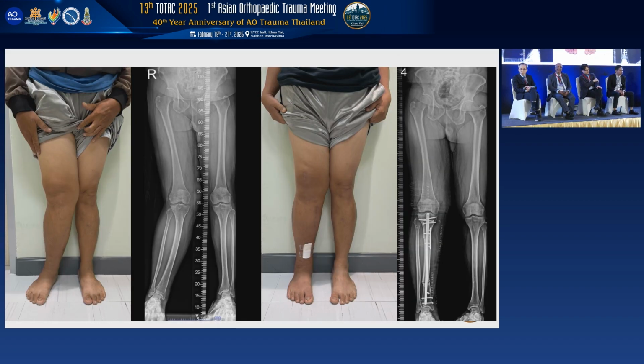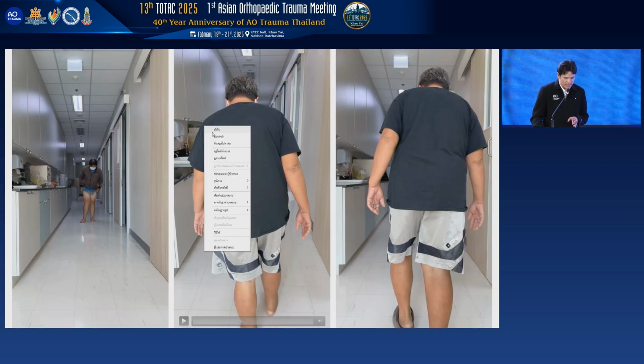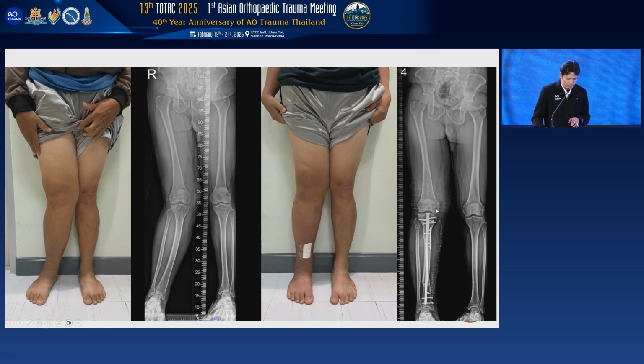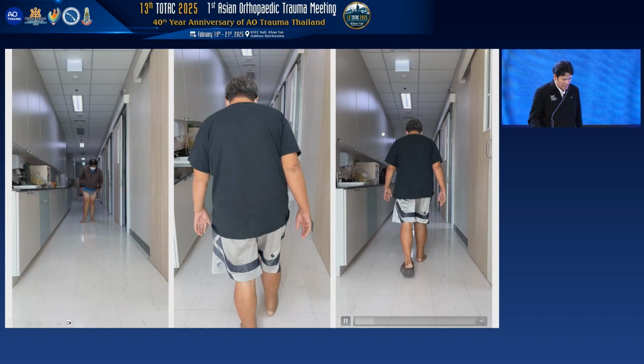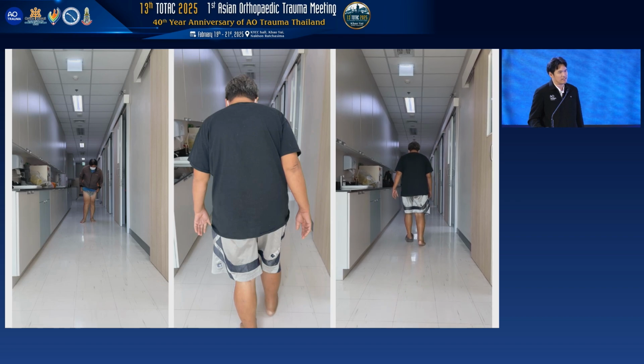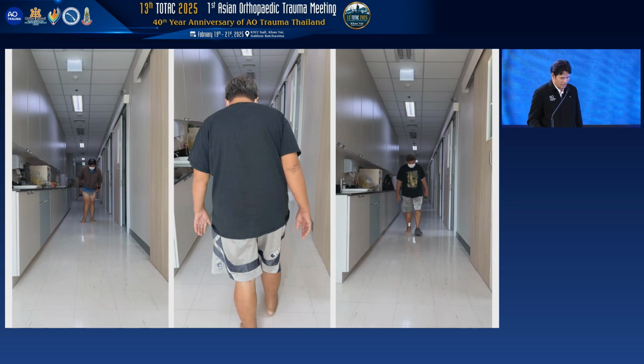Yeah. Okay. So I stopped at that time because I wanted to evaluate the alignment, and this is the scanogram after we did the correction. You can still see the pelvic tilt. That means the right side is still longer, and he can walk, but he complained about the limb length discrepancy.